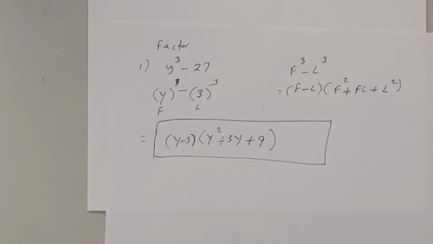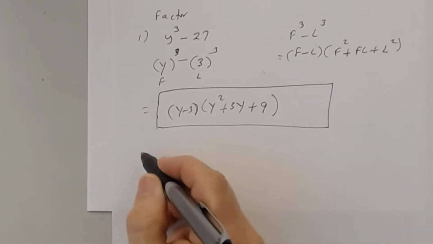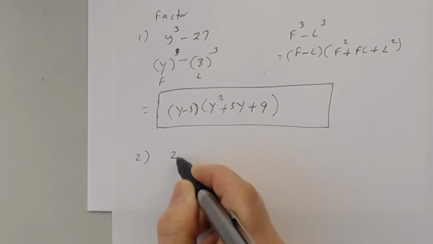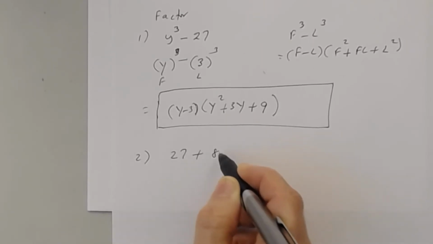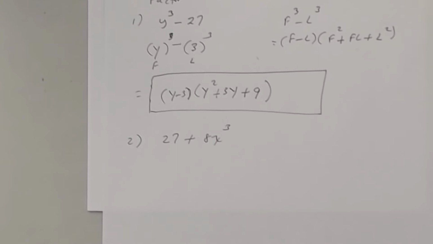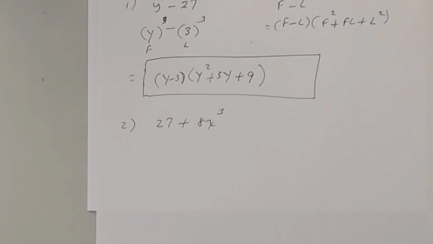All right, so let's look at another one. Let's look at this one. Suppose you had this. Number 2, suppose you had 27 plus 8x cubed. It's a sum, right? Yes. Okay. Let me go ahead and make it a difference because that's the only thing we've talked about so far. Difference. Okay, so 27 minus 8x cubed.